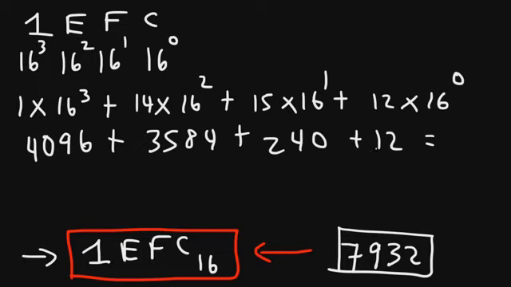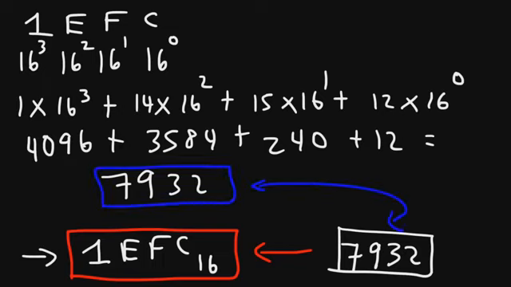So now let's add up 4,096, 3,584, 240, and 12. And so this will give us the same answer, 7,932. So that's how you can check your work, which means that this indeed is the right answer. And so that's it for this video. Now you know how to convert a binary number into a hexadecimal number. At the same time, you also know how to convert a binary number into a decimal number and also a hexadecimal number into a decimal number. So thanks for watching.